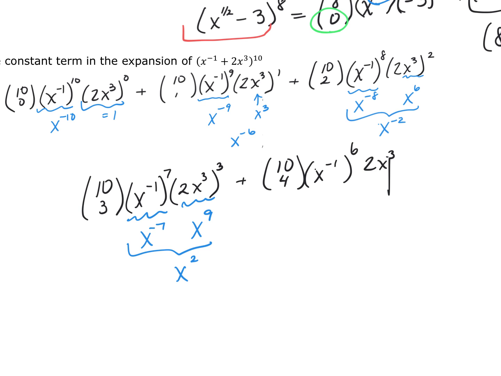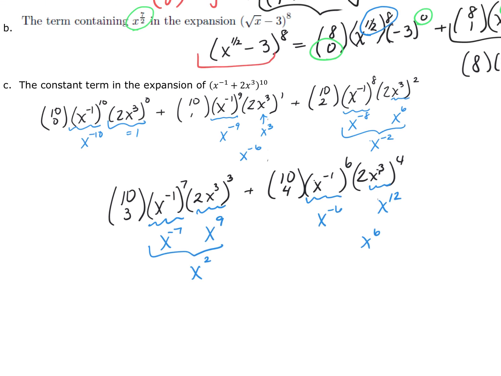2x to the 3rd raised to the 4th power. Just this portion is going to give me x raised to the negative 6, and just this portion is going to be x raised to the 12. And so I end up with x raised to the 6th. And what's going to happen is that this is going to continue. So if they wanted the one that has a constant term, we don't have a constant term.